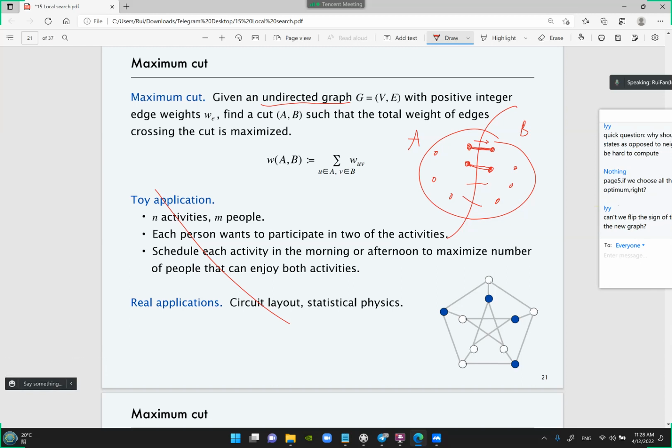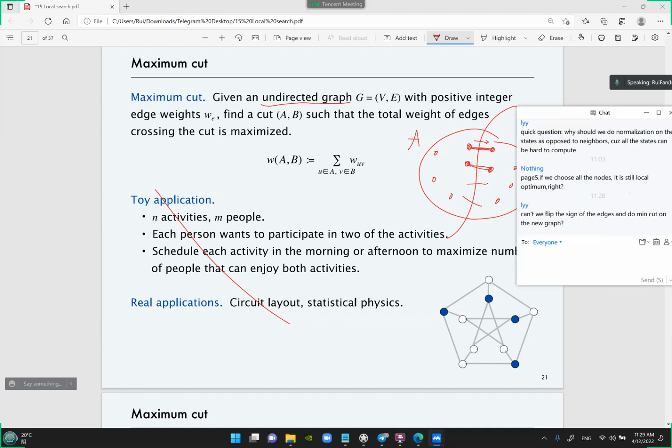So if you're allowed to cut up this network in any way you want, subject to some constraints like A and B have to be balanced with each other, you want to cut this graph up and maximize the amount of communication bandwidth between the two halves. That corresponds to maximizing the cut. So that's one application of the max cut problem.